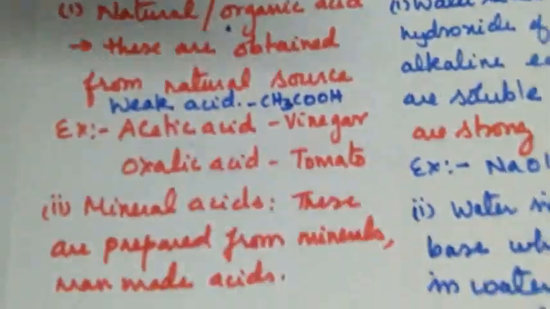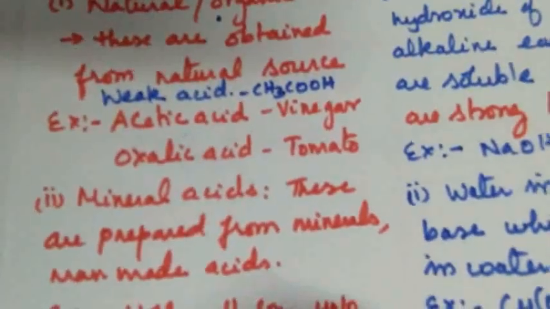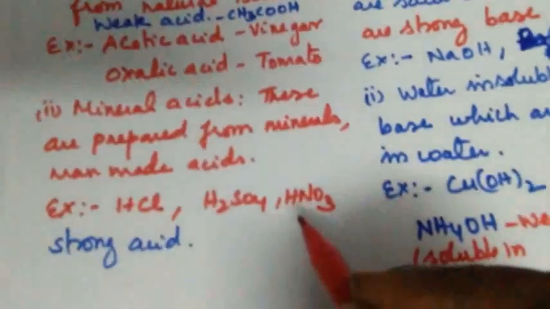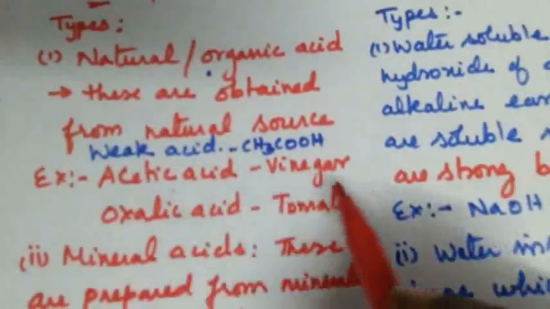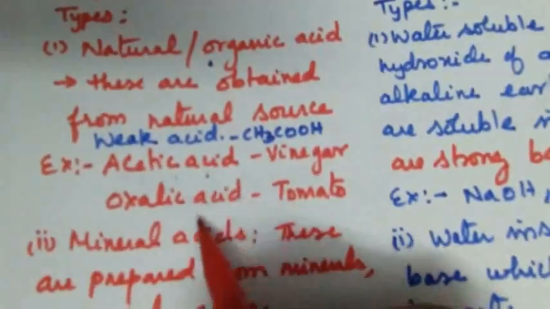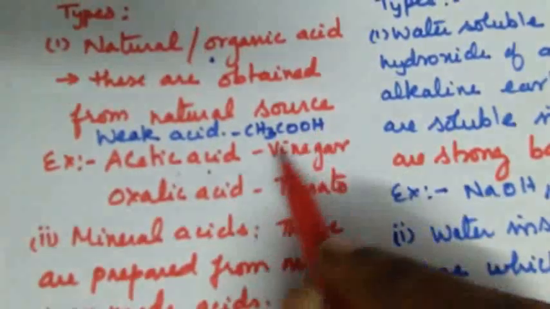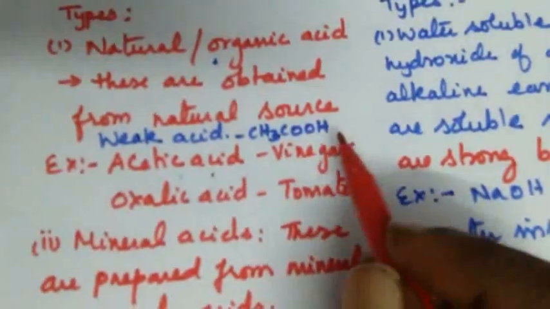The second category is weak acid and strong acid. HCl, H2SO4, HNO3, all these are strong acids. What about weak acids? Acetic acid, oxalic acid, vinegar, everything are weak acids.